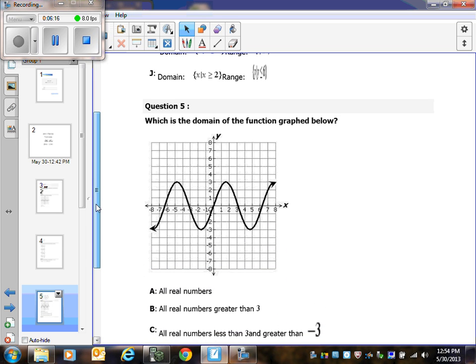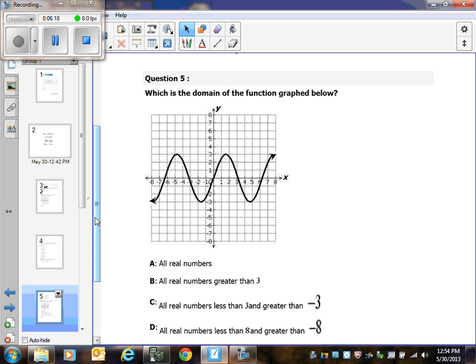Now, question 5. This one is asking me specifically for the domain, so I'm only looking here at my x coordinates. Now, this is different than the question 2 that we did, because notice for this, you have arrows at the end, which means that, hey, this is going on and it's going to keep following this same pattern. So again, I'm looking for domain. I'm looking at what's happening with my x coordinates.